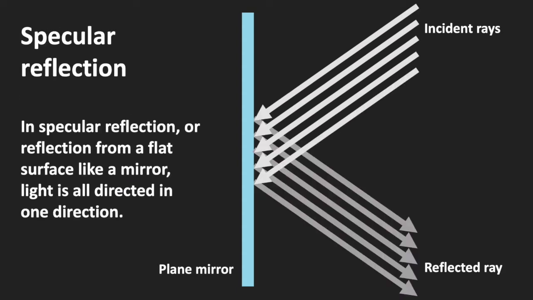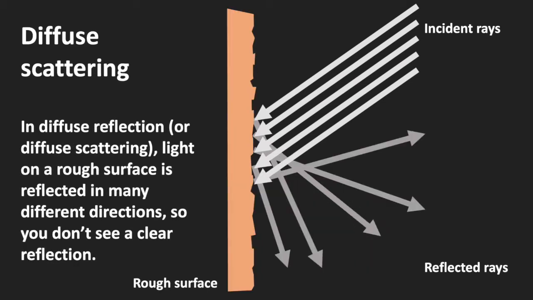This diagram is showing a kind of reflection called specular reflection. This happens when you've got a smooth reflective surface. All of the reflected rays are going in the same direction. But what about when you have a surface that isn't smooth? In this case, light is reflected in many different directions, so you don't see a clear reflection. This is called diffuse scattering or diffuse reflection.